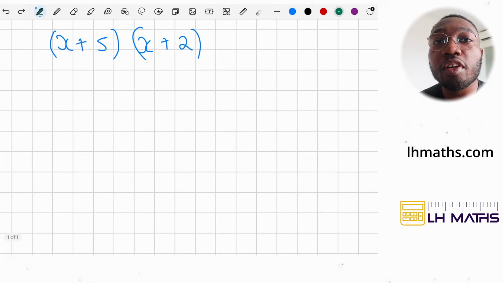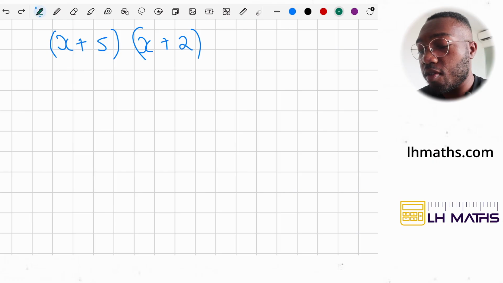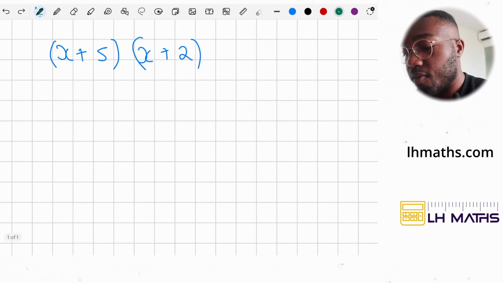Okay, so in our previous video, we looked at the basics of algebra. Now we're going to look at expanding the brackets. So we have this expression right now. We have x plus 5, all in brackets, times x plus 2. In this type of question, all you need to do is multiply each number by the other two numbers in the other brackets, okay? So that is what we're going to do.